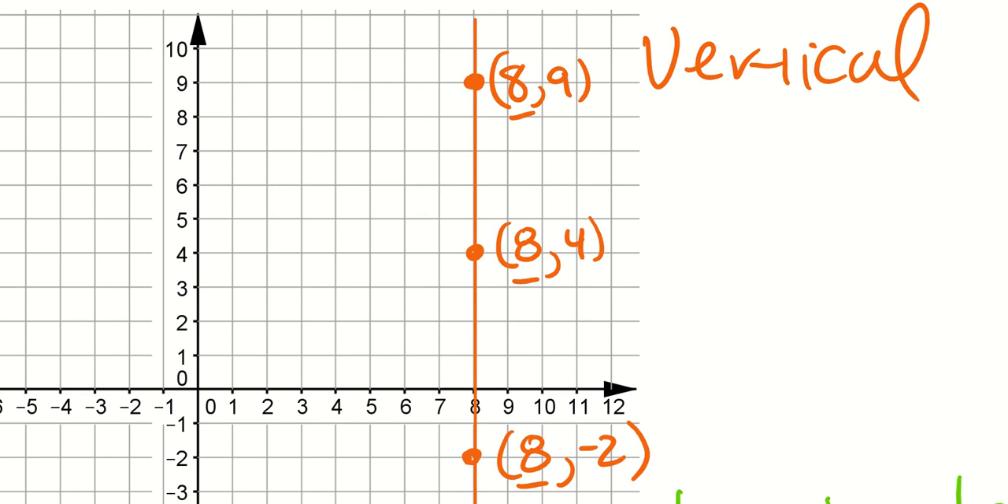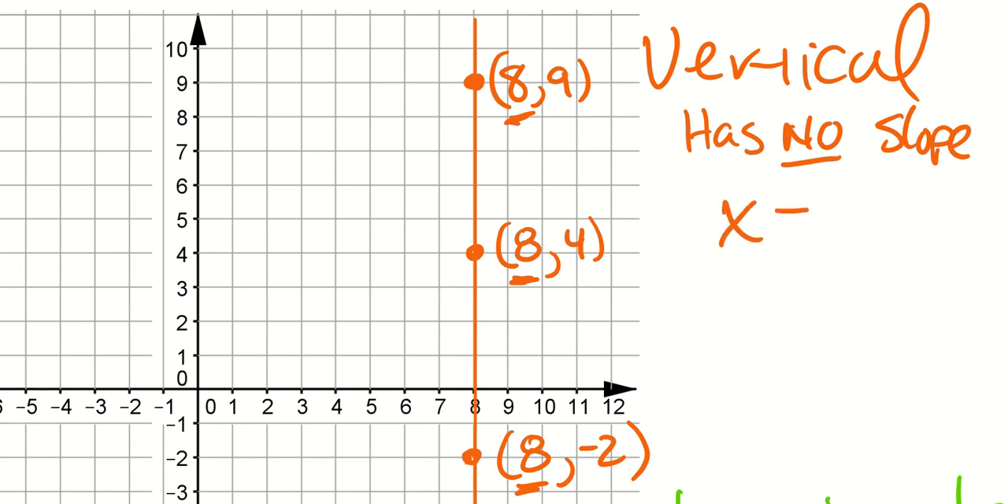And we cannot write the equation of this line in the form y equals mx plus b because vertical lines have slopes that are undefined. In other words, it has no slope. When I see that all of my x values are the same, the equation of my line is quite simple. I simply write x's are always equal to, in this case, 8. And I'm done.